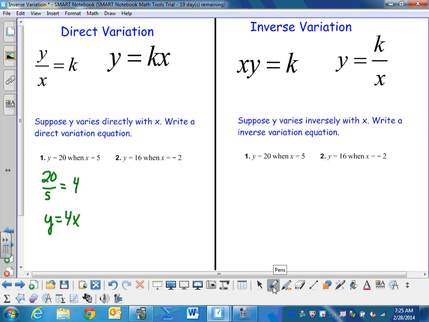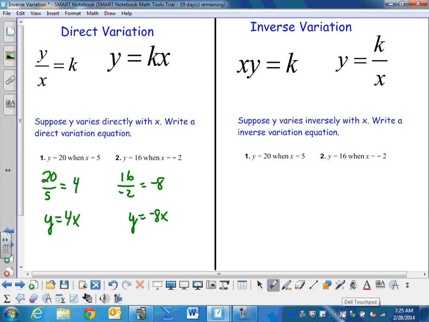Number 2, y equals 16 when x equals negative 2. For our direct variation, we take y divided by x. So 16 divided by negative 2 equals negative 8. Y equals negative 8x. For the inverse variation, x times y equals k.